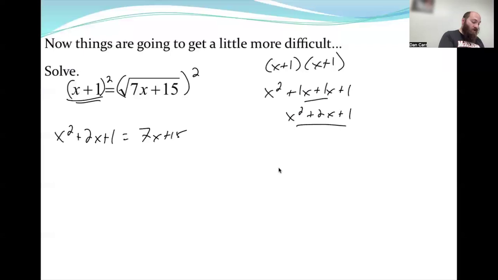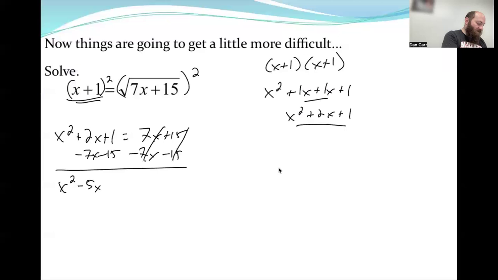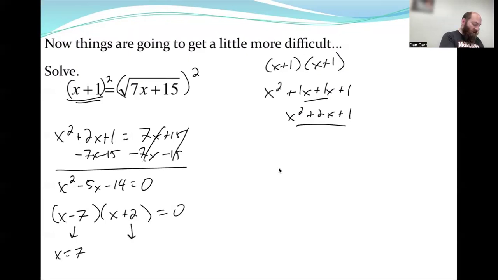All right, now I can just do my normal rules. This is a quadratic now, meaning I'm going to subtract 15 from both sides. I want to make this equal to 0, so then I'm going to subtract 7x as well. So x squared minus 5x minus 14 equals 0. Factoring here, this one's actually factorable, so I'm going to go ahead and do that. What multiplies to -14 and adds to -5: x minus 7, x plus 2. So this one's going to turn into a +7, and this one's going to turn into a -2.